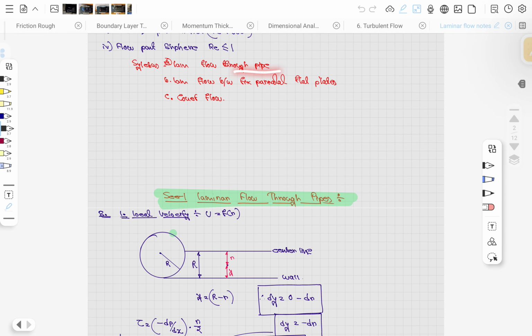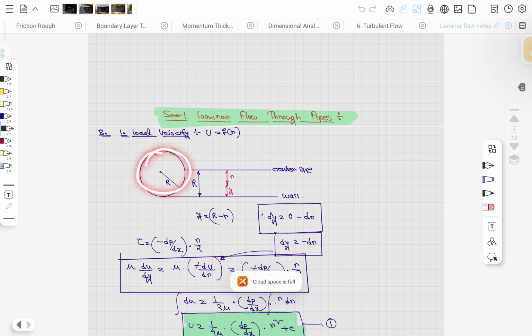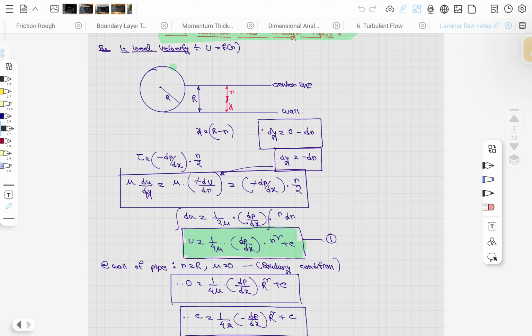Flow through a pipe, flow through two fixed parallel plates, and then Couette flow. So there is a plate, there is a distance R, that is the radius, and there is a small r, a small distance we are taking. The remaining part we are just marking as y. Now dy equals 0 minus dr. Why is that happening? y equals R minus r, you can see, very simple, so dy equals minus dr.